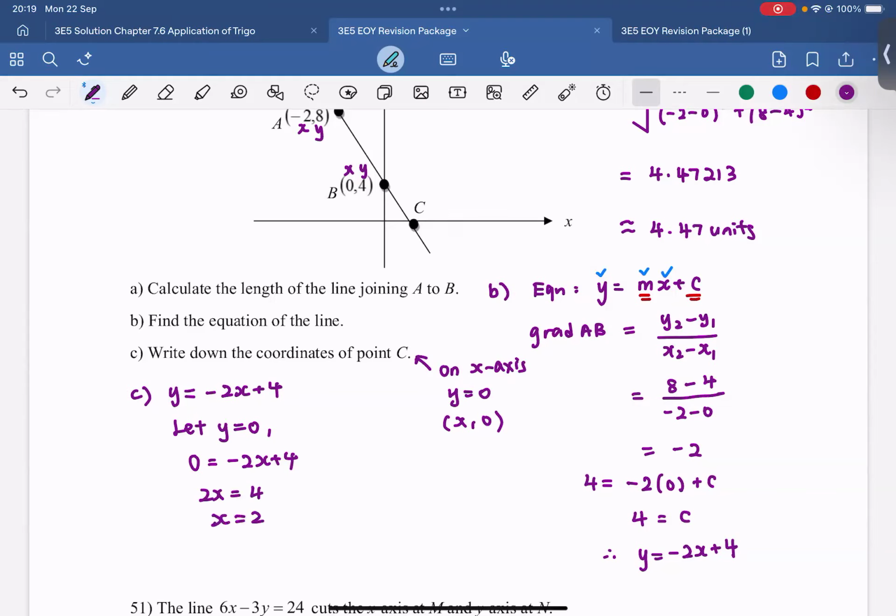Please do not stop there. The question asks for coordinate. So you have to write C bracket 2 comma 0. You need to have these two brackets. If you just write 2 comma 0, you don't get any marks.